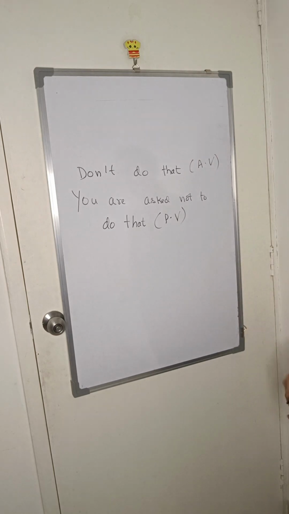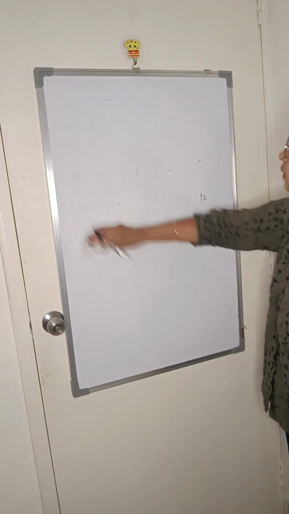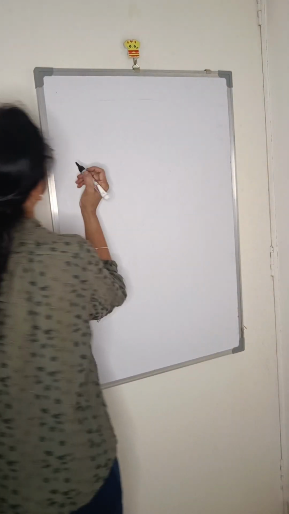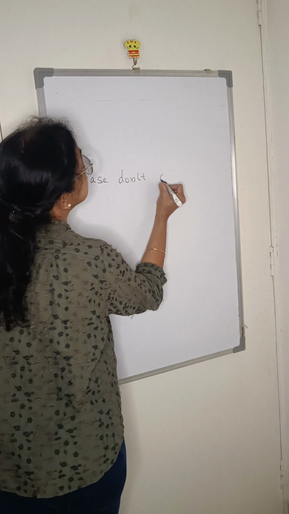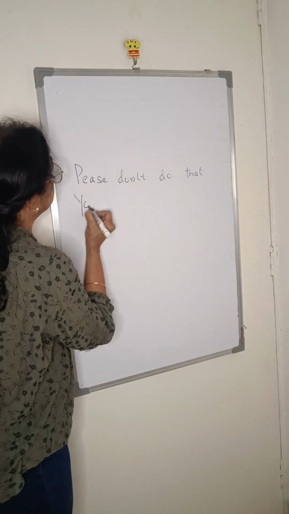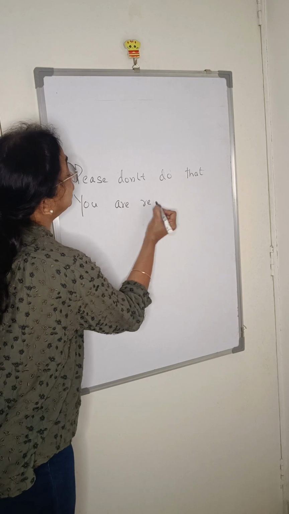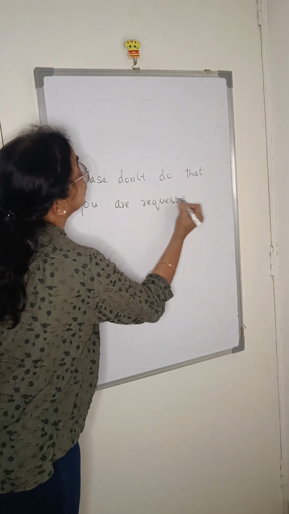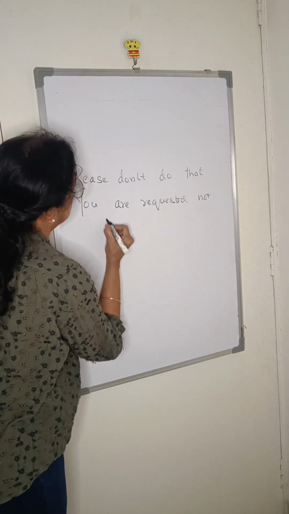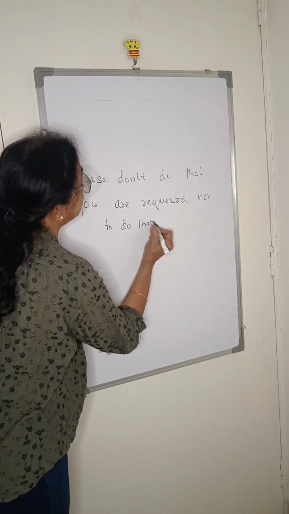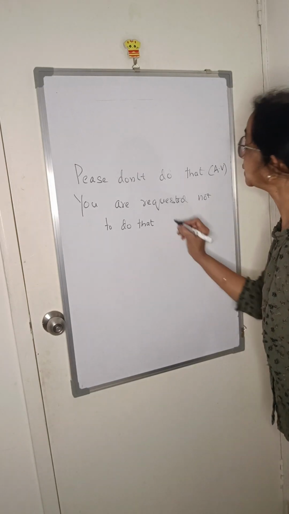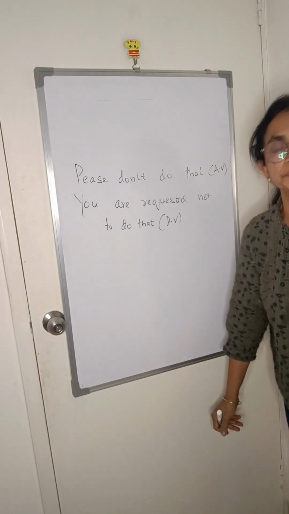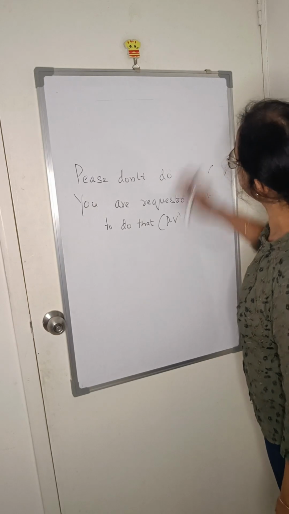So, when a request is there, how do we do it? Please don't do that, we'll say. When the request is there, you are requested not to do that. Understood? Got it? Very good. Please don't do that is active voice, and you are requested not to do that is passive voice. Good.